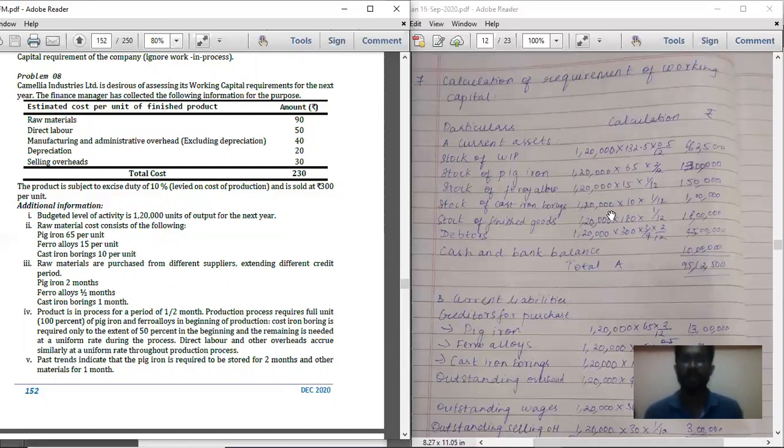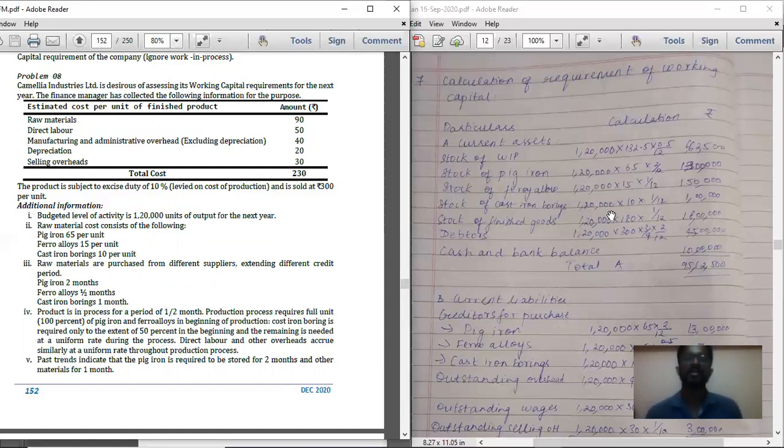Below that, a 3 columnar table. First column particulars, second column calculation, third column amount. Particulars, calculation and amount. Below that, particulars, capital A, current assets.